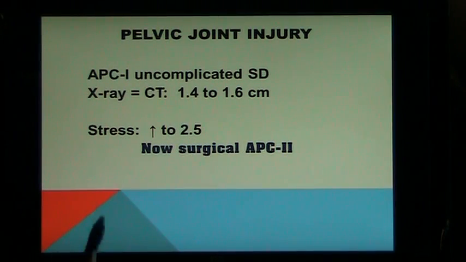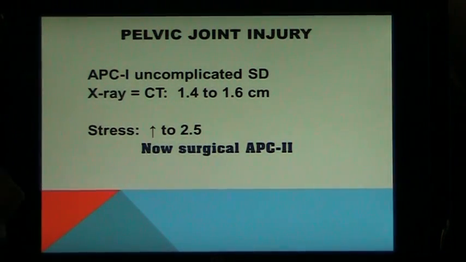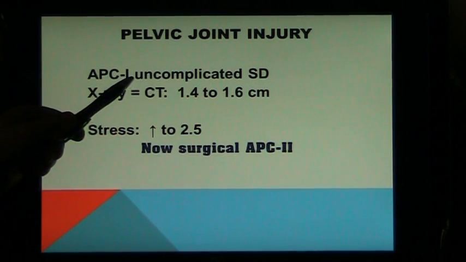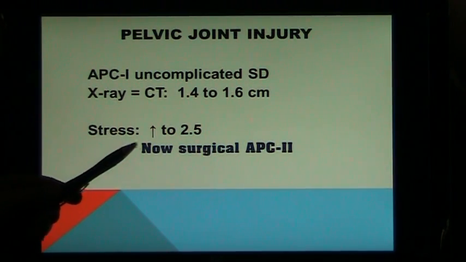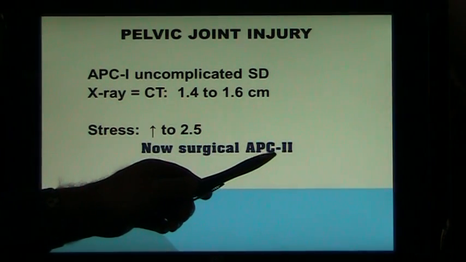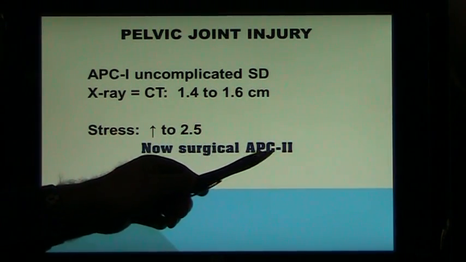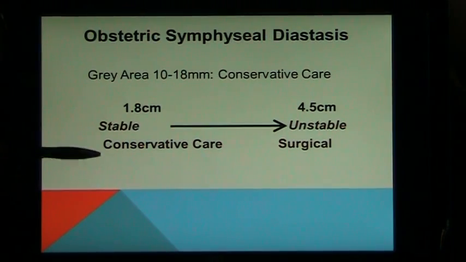What does that mean? It means these people initially were treated conservatively. They were treated as though they were a type 1 injury, but when physical stresses were applied to that symphysis pubis, it was determined that they increased to 2.5 centimeters. It was determined that they were actually a type 2. And so now they need surgery. They need an anterior plating. So the take-home concept is that you should always stress those to see if there's further widening.